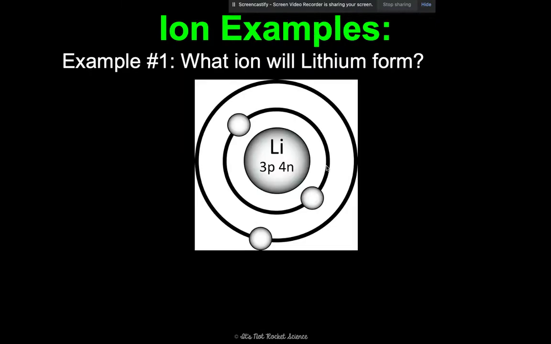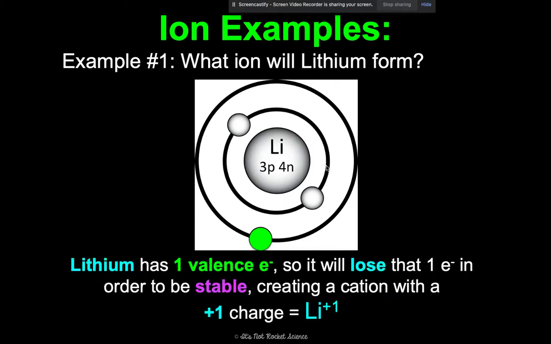So let's go ahead and go through some examples. Number 1, what ion will lithium form? First of all, we need to look at our valence electrons, which are here in green. Lithium has 1 valence electron. That means it will lose that 1 electron in order to be stable, creating a cation with a +1 charge, making it lithium +1. Lithium is a metal, so it definitely is a cation.